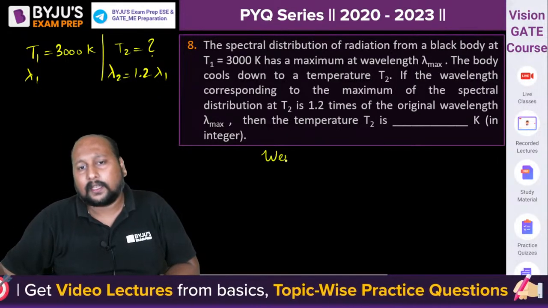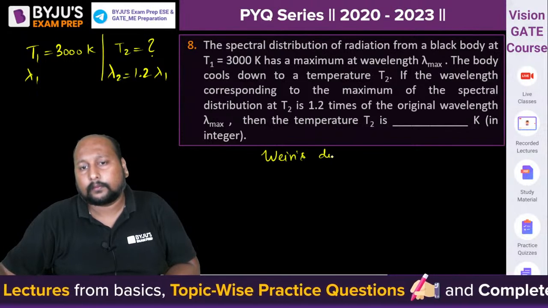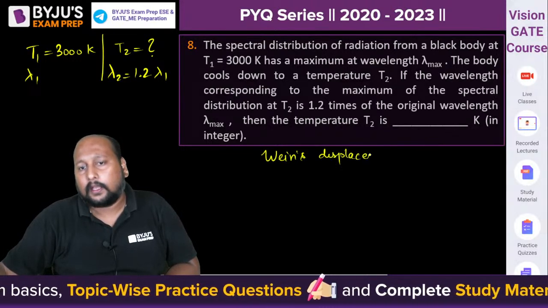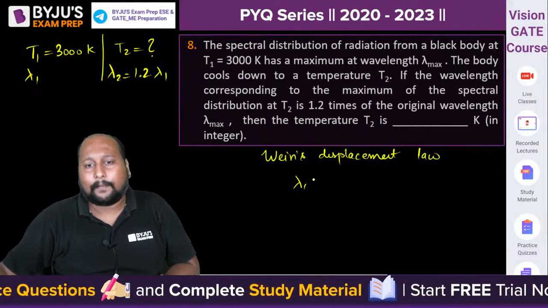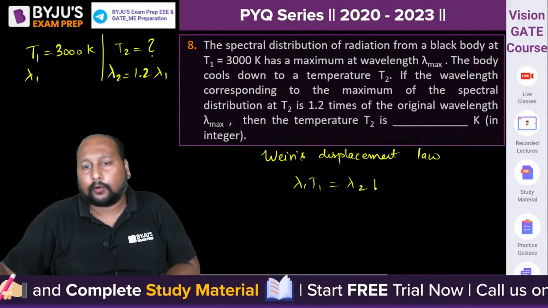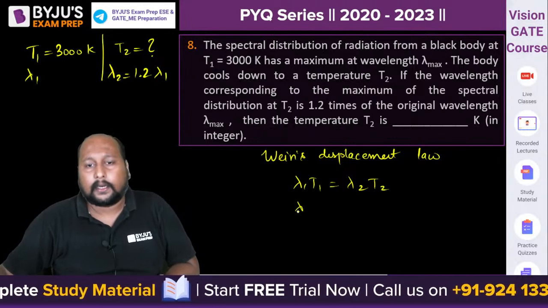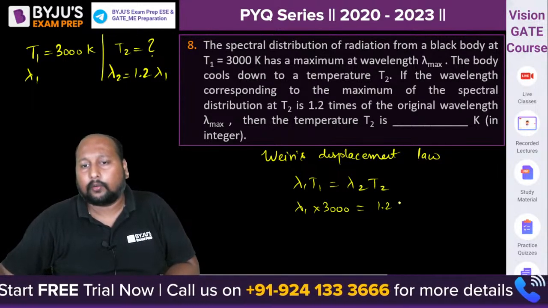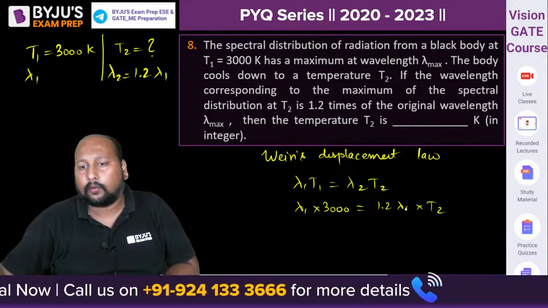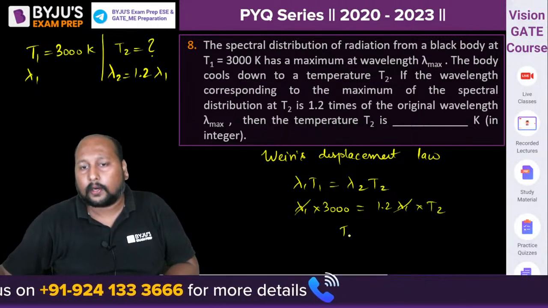Exactly. We can use Wien's displacement law. Wien's displacement law: lambda 1 T1 is equal to lambda 2 T2. Simple question. Let us take the lambda. This is 3000 is equal to 1.2 lambda 1 into T2. So what is the value of T2 you are getting?